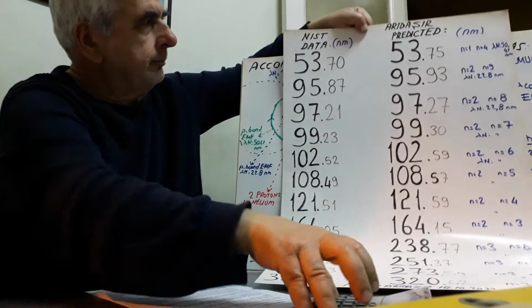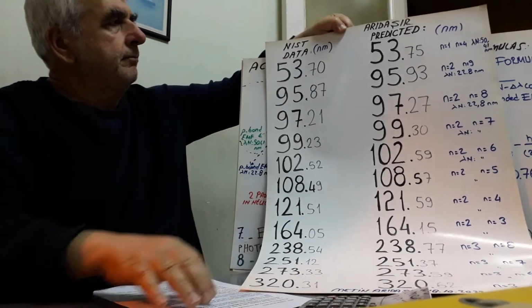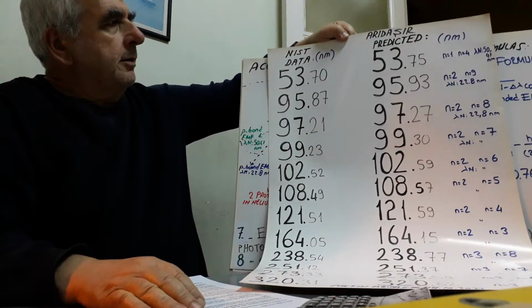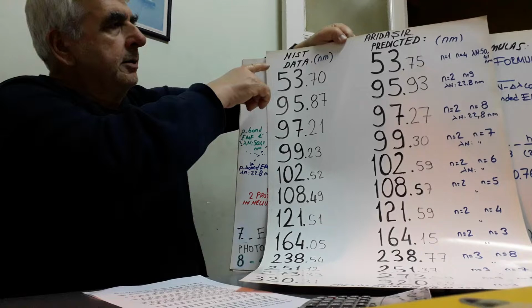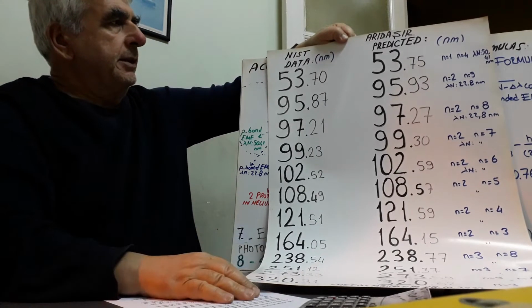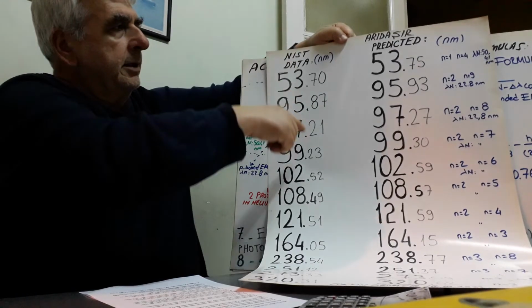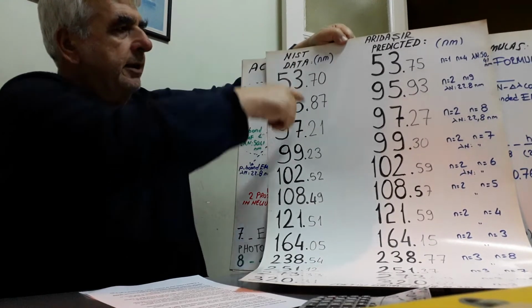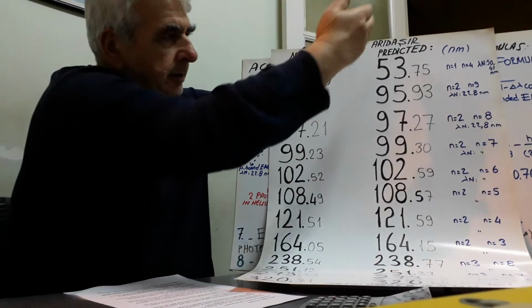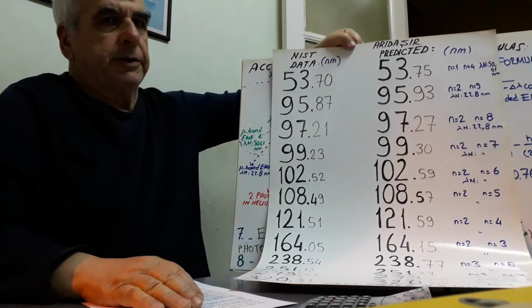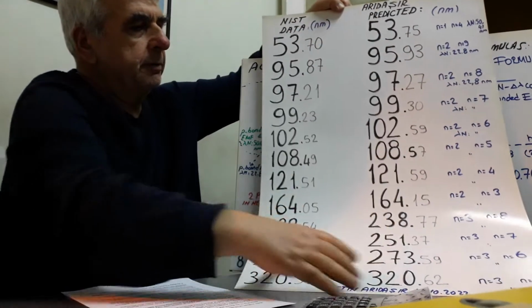Here, left side, NIST, National Institute of Standard Technology, NIST data, left side. Right side, my prediction. Compare two of these columns.